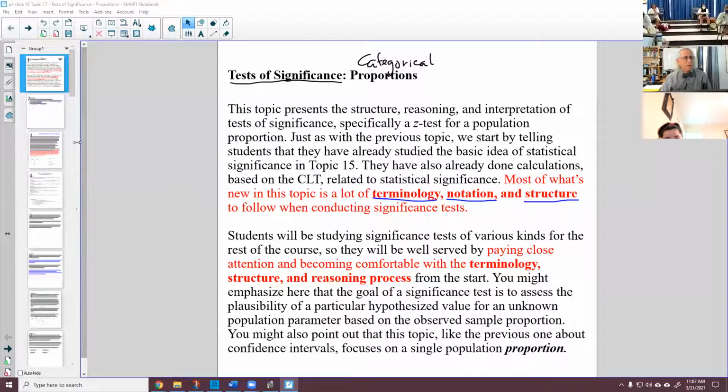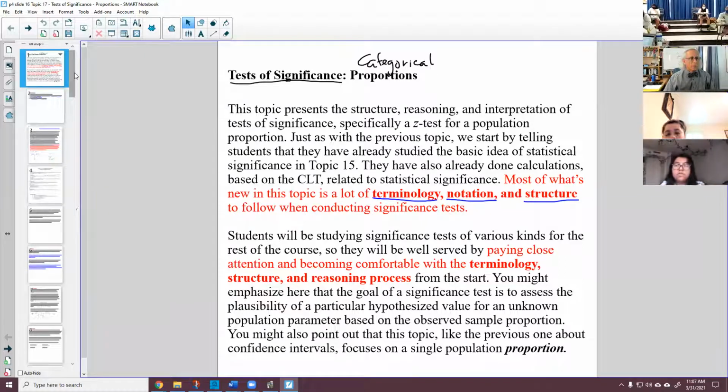Good. All right. So we were, let's see. Stop. Come on. 16.